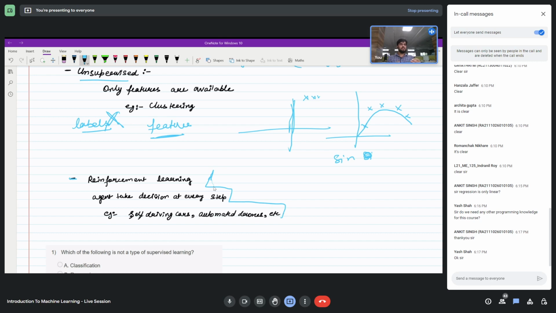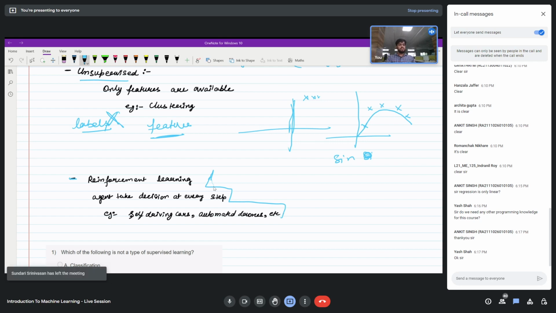So we let the computer explore the possible options, right? So we let him choose what he wants to do, and whatever he chooses, based on that, we give him some reward or the punishment. And his objective is to try to maximize the reward and minimize the punishment or the loss that he's getting. Okay.